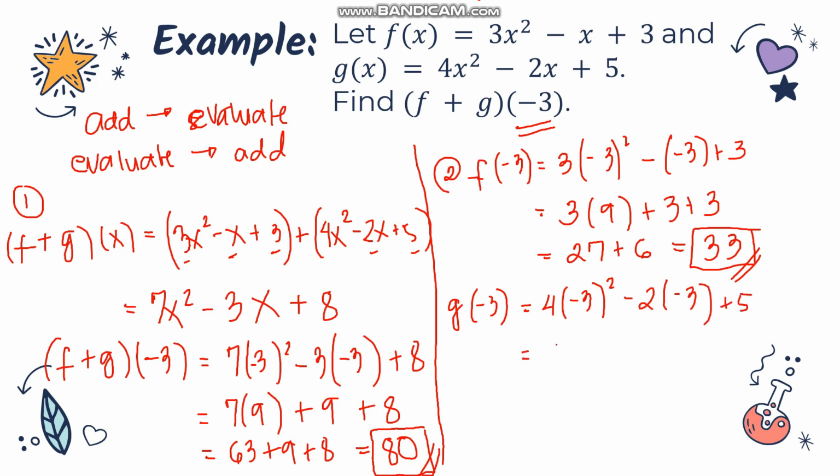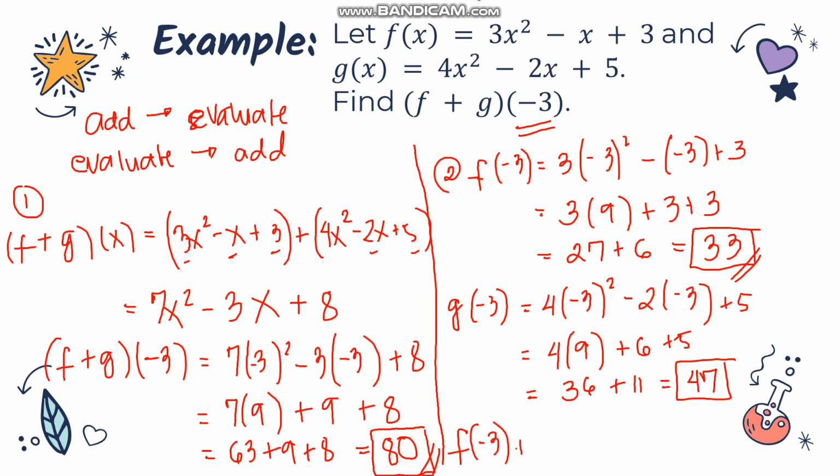So this is 4 times 9 plus 6 plus 5. So we have 36 plus 11, which is just equal to 47. Now all we have to do is to add f of -3 plus g of -3. So that is 33 plus 47, which is again equal to 80.